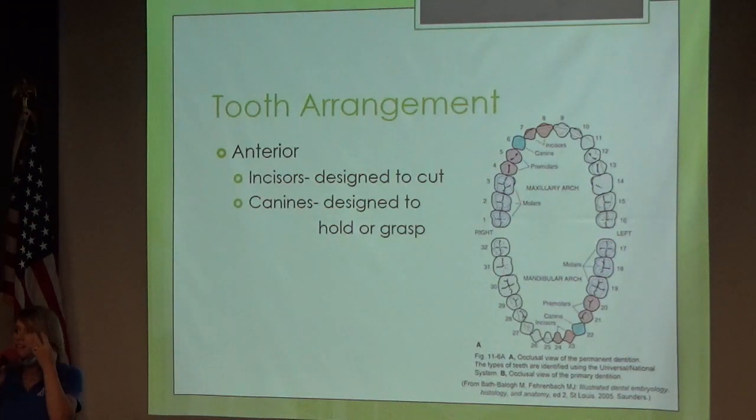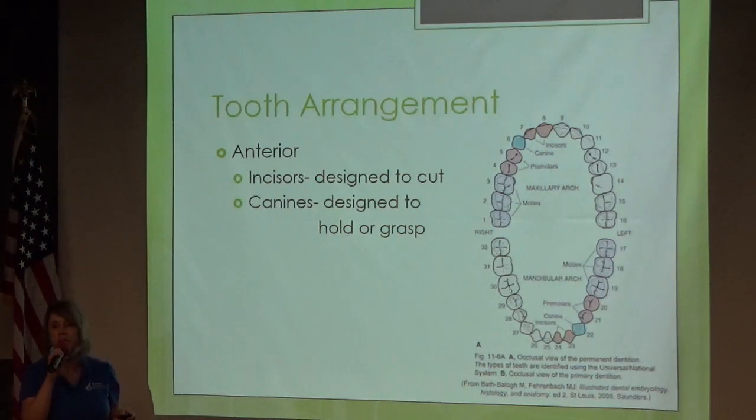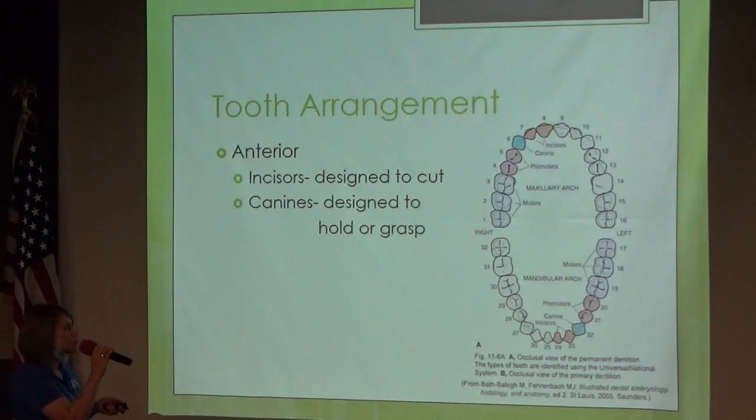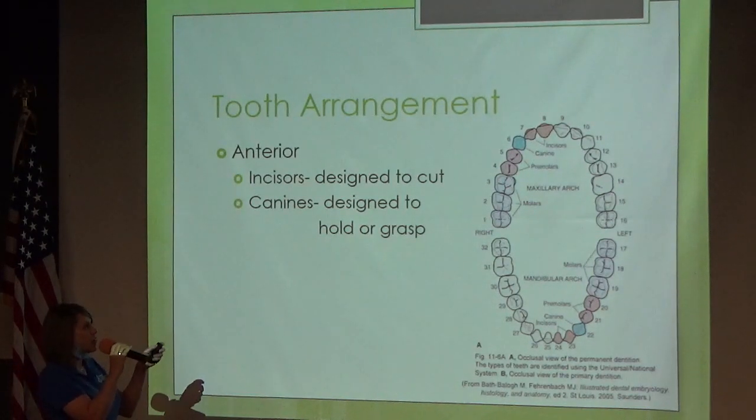So that's kind of in the anterior, you kind of think how we use our teeth. Those canines are very important in the process of eating, just as well as the centrals, with regards to tearing into stuff or grasping hold of it.